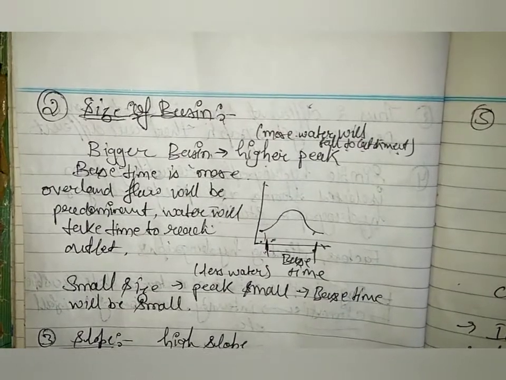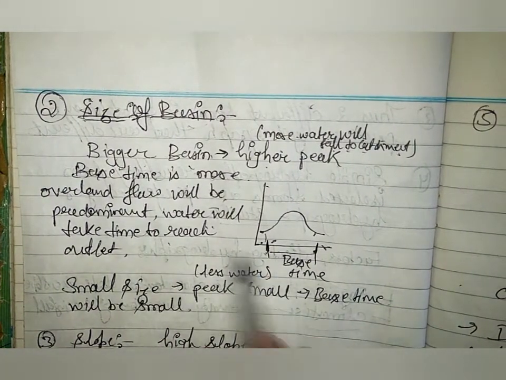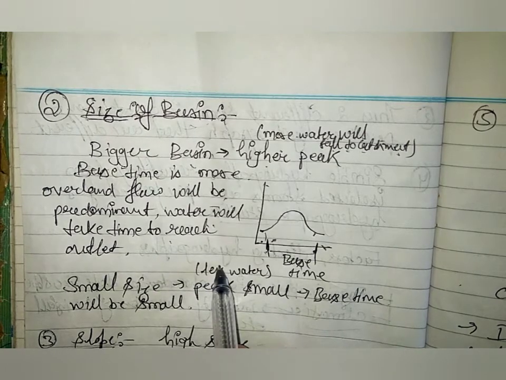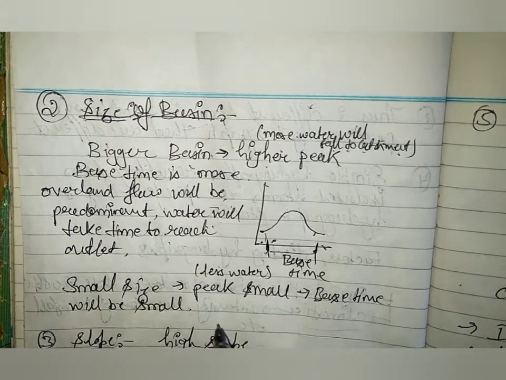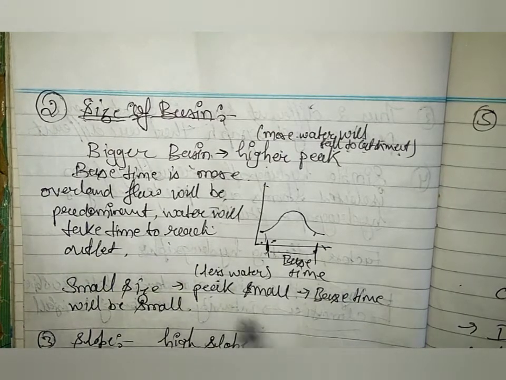So if the size is small, then there will be less water reaching the outlet, and your peak will be small, and your base time will also be small.